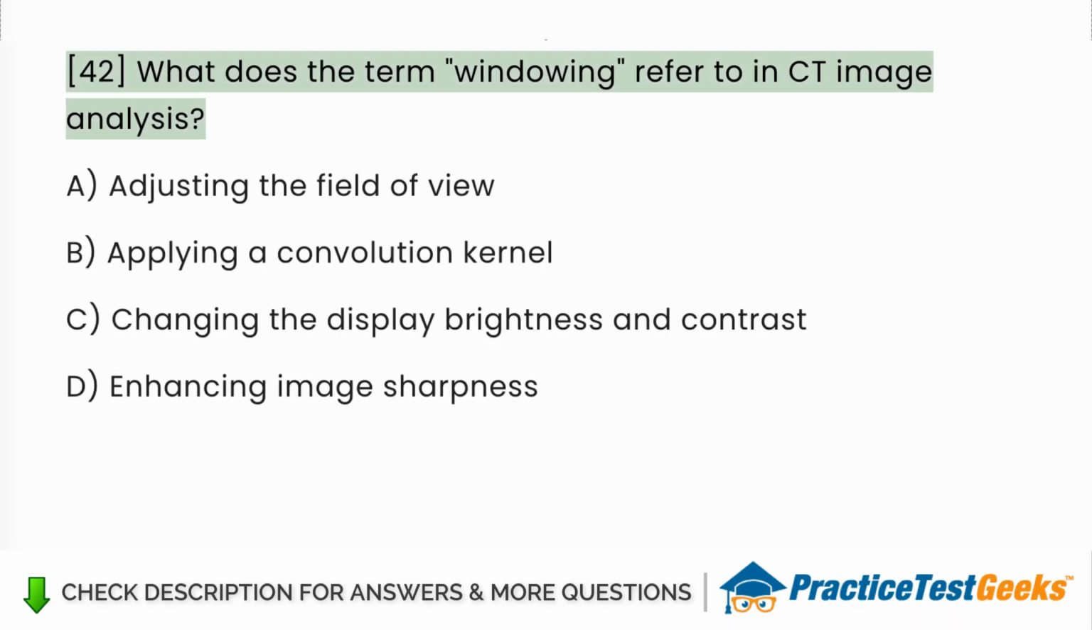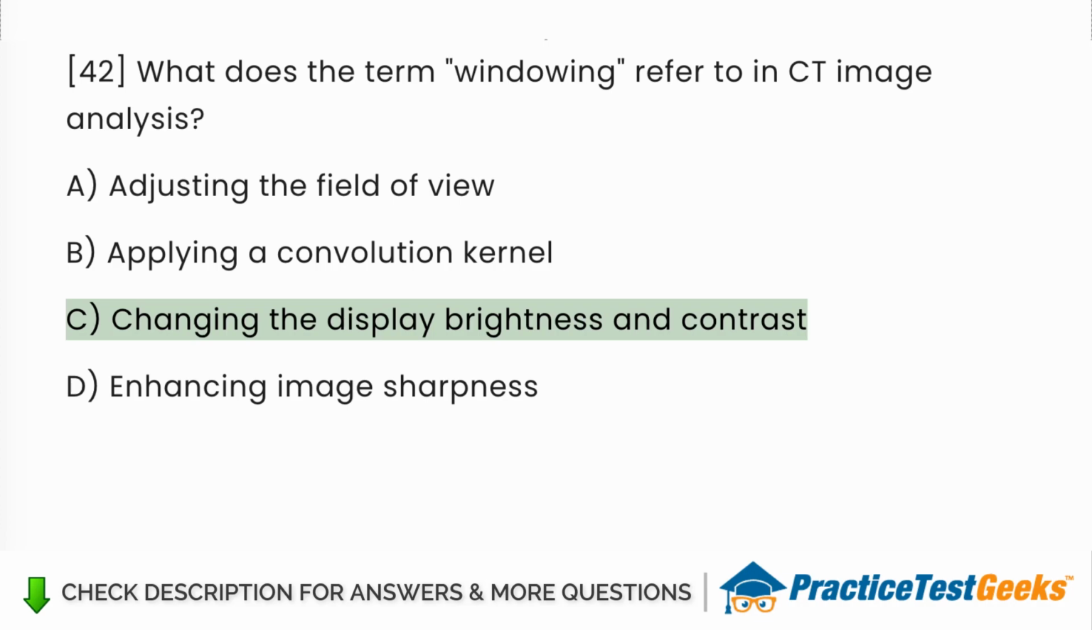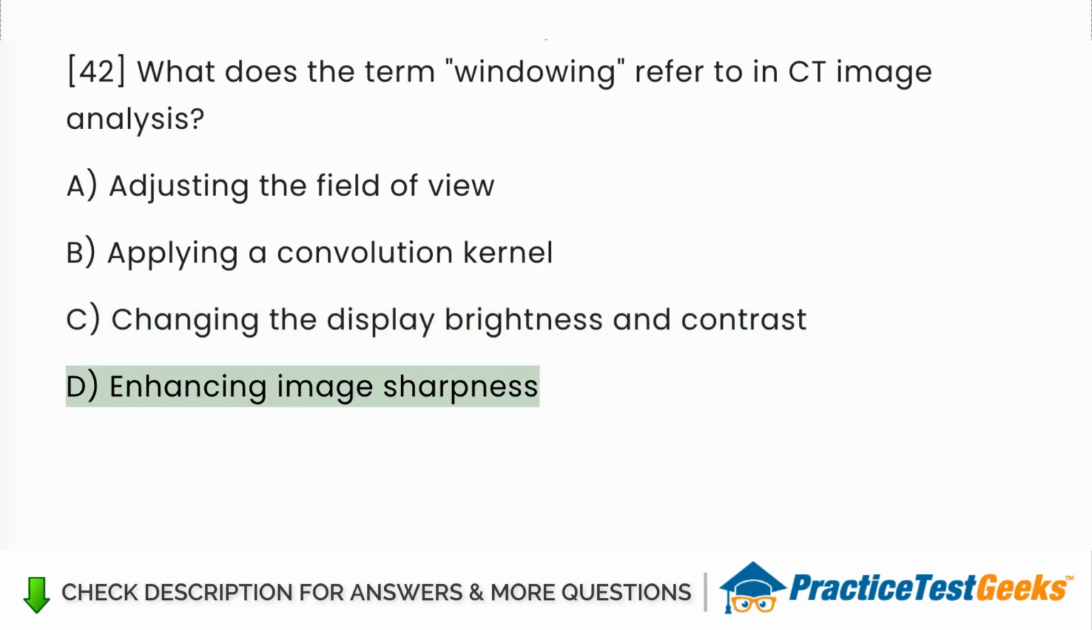What does the term windowing refer to in CT image analysis? A. Adjusting the field of view. B. Applying a convolution kernel. C. Changing the display brightness and contrast. D. Enhancing image sharpness.